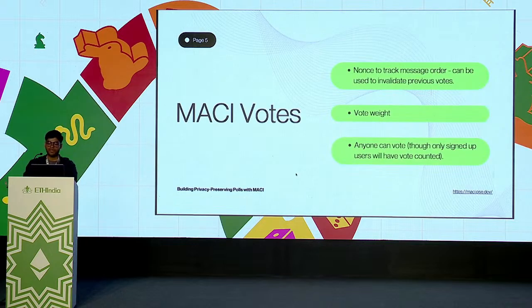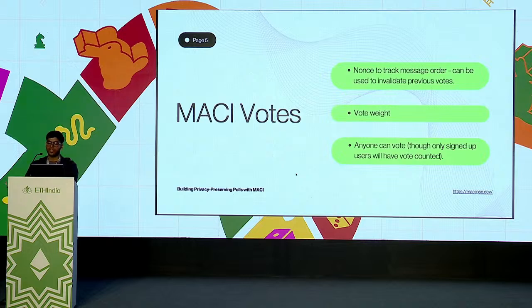The Macy votes have a few properties. Every single vote message has a nonce, which can be used to track the order of the messages. And it can be used to change your vote later. So you can submit the vote again with the same nonce as you submitted before, and the previous vote will be replaced by the new vote.